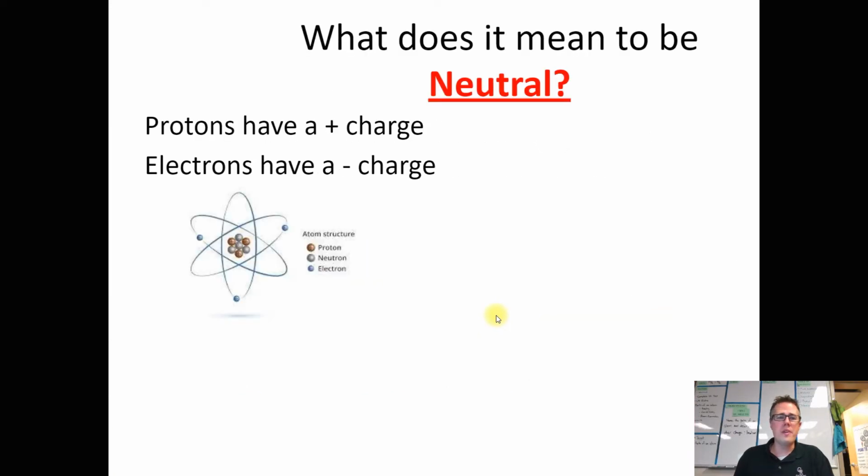The other thing that we have to review and talk about is what it means to be neutral. So let's remind ourselves, protons have a positive charge and electrons have a negative charge. So take a look at this element that's on my screen. We have 3 pluses in the center and we have 3 minuses around the outside. Since we have 3 pluses and 3 minuses, you can think of it like they cancel each other out. And that's what neutral means, when all of the pluses balance out all of the minuses.